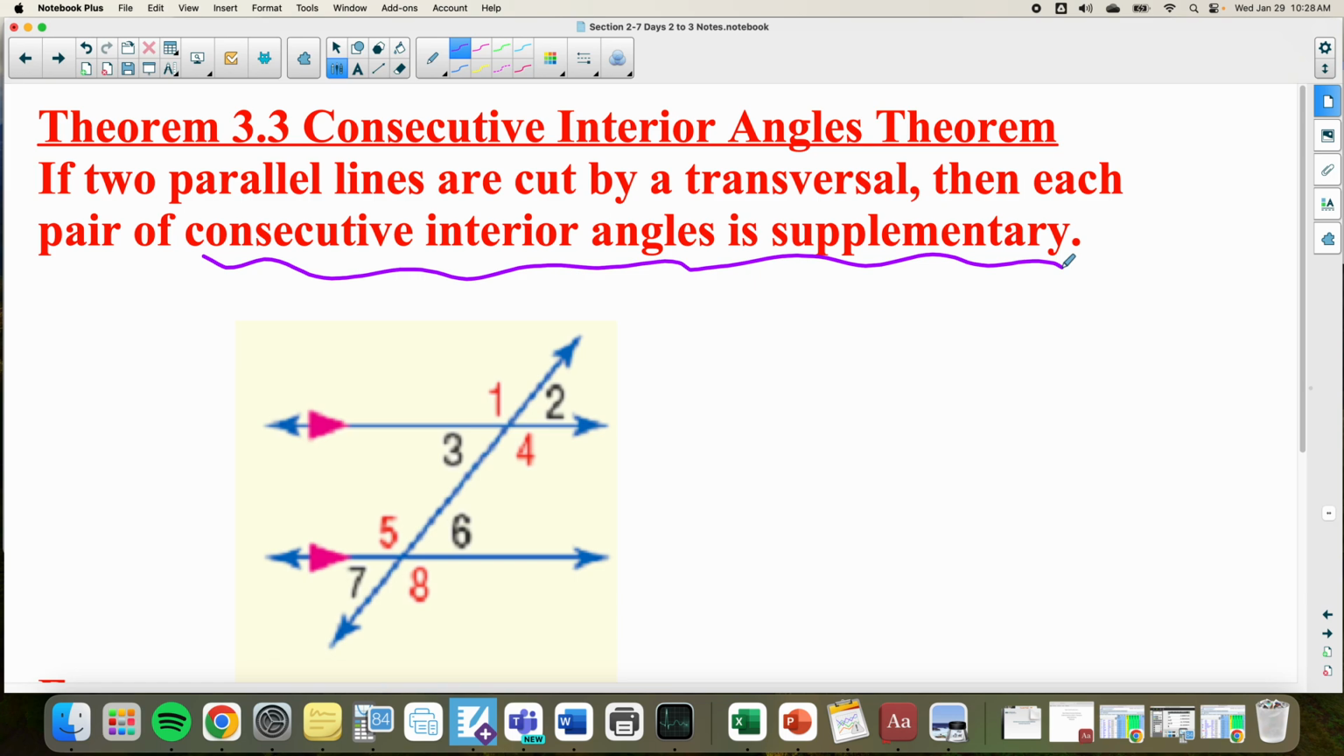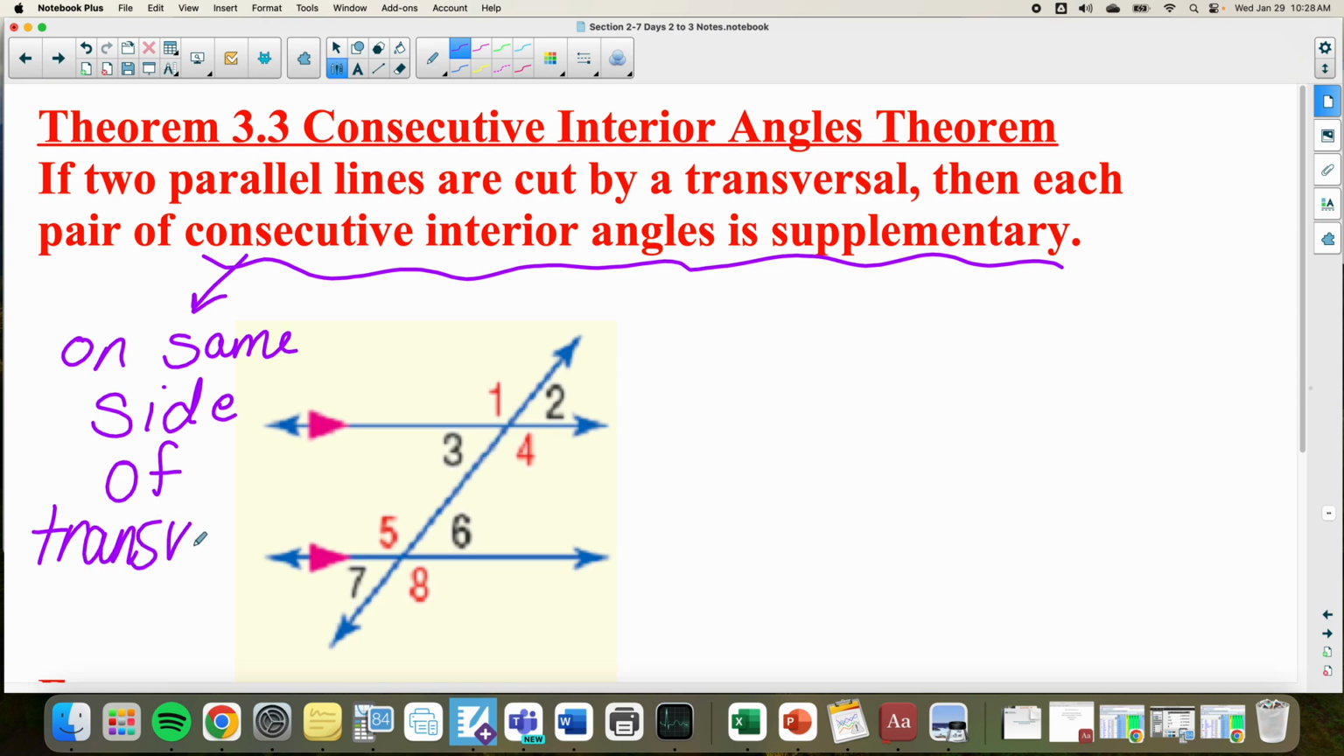Okay? So what this is saying, consecutive means on same side of the transversal. Okay, and these are supplementary. So one of them would be like 3 and 5. They're on the same side of this transversal, and they're interior, which means they're inside of these two lines. And they're supplementary. So what that means today is they might do this.